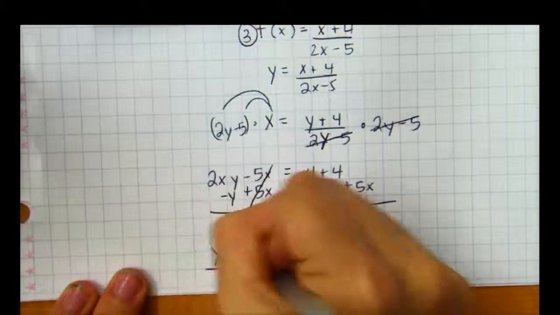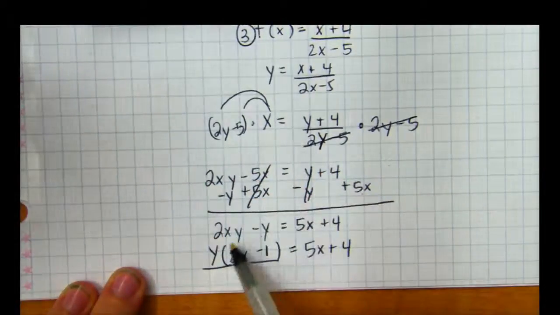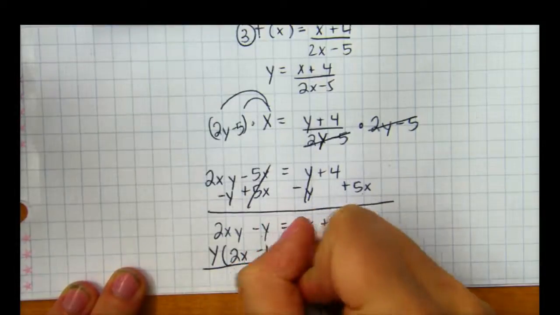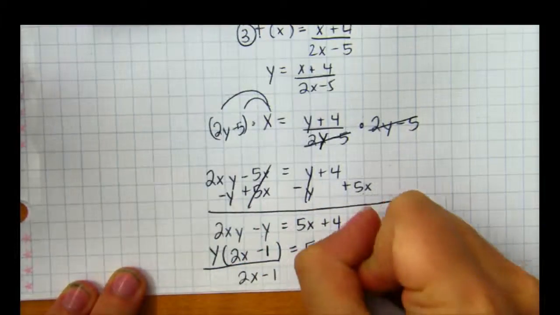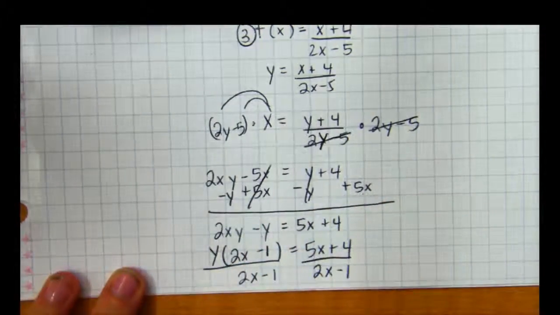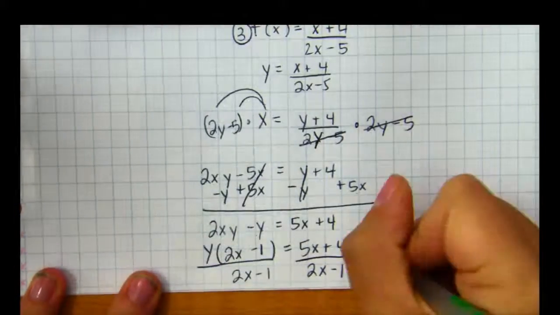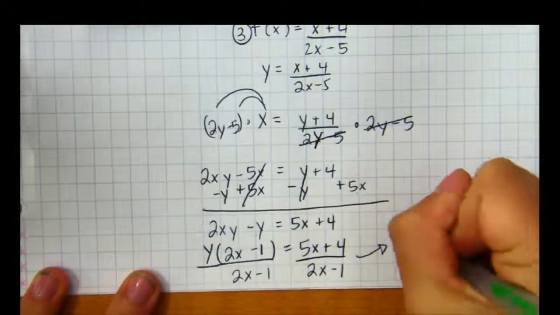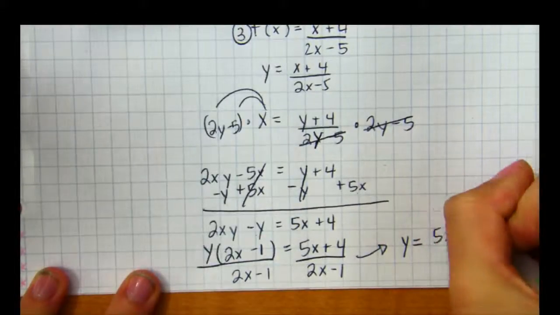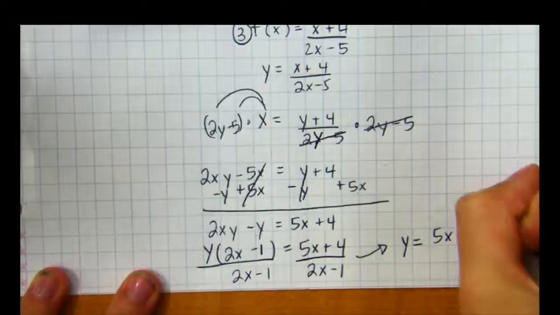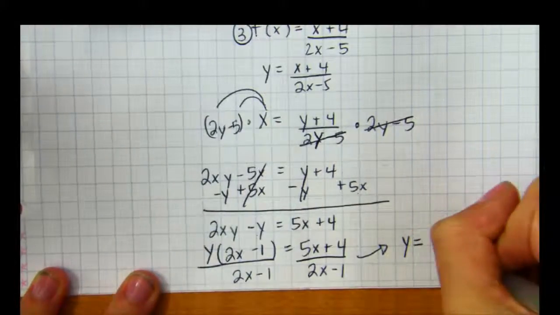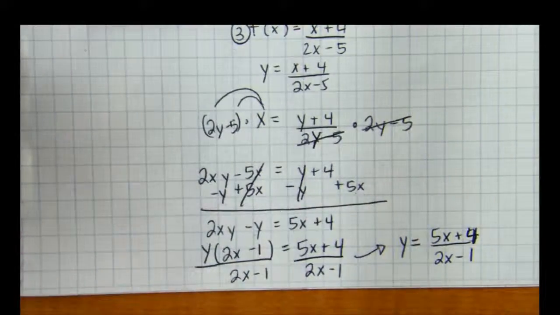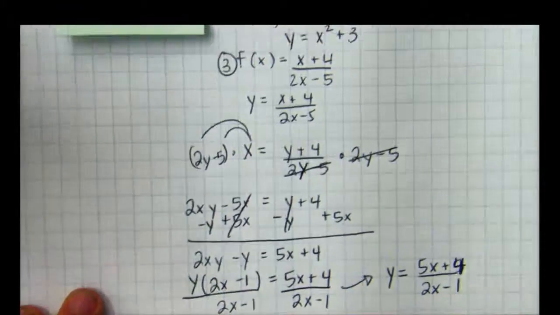Correct. I'm going to divide by this whole term, 2x minus 1. Divide by 2x minus 1. So that in the end, my inverse function is going to be y equals 5x plus 4 over 2x minus 1. And that should be my inverse. We're going to go ahead and check it.